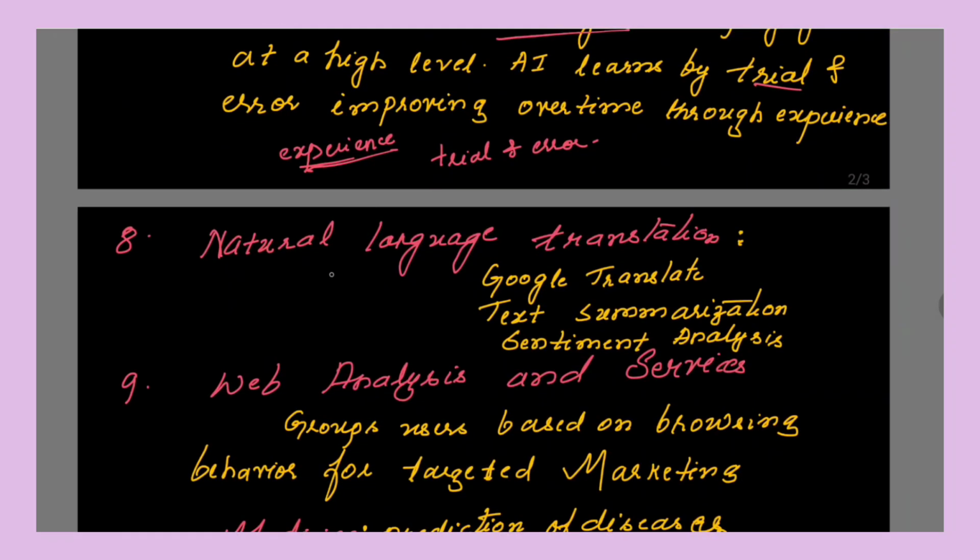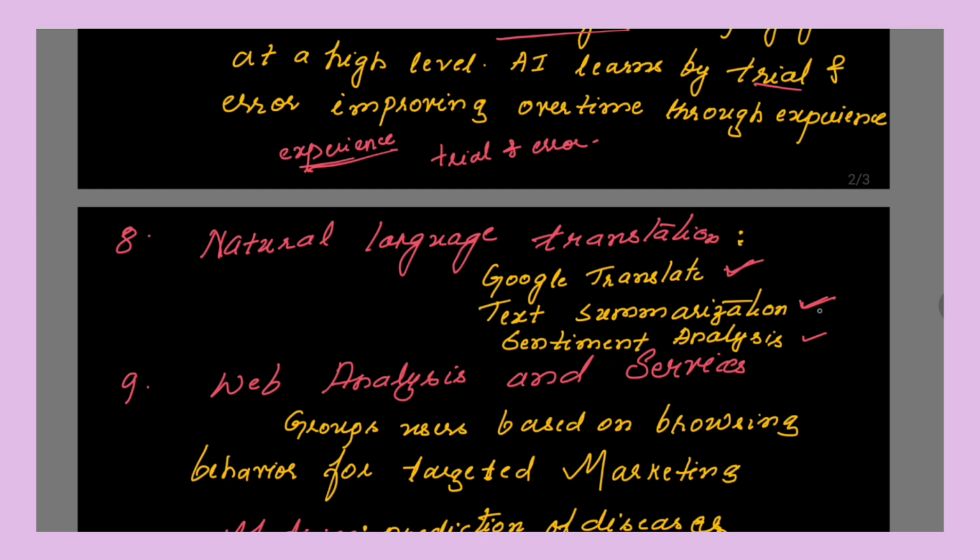Natural language translation is another application of machine learning. You have Google Translate, text summarization and sentiment analysis. Translation from one language to another language is possible with Google Translate. You are an Indian, you want to speak to a person who is Japanese. Though he does not understand the Indian language and you do not understand the Japanese language, Google Translate will help you both in carrying out the conversation.